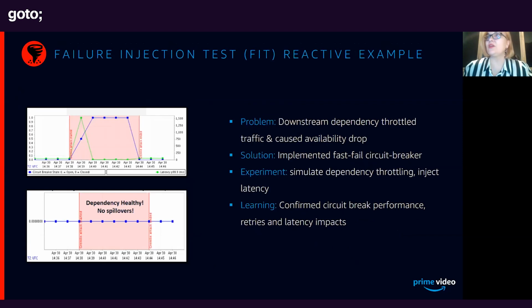On the reactive side, very often what we see is a downstream dependency being throttled, right? And maybe potentially causing an availability drop. So what is the solution? The solution will be, yes, you do a fast fail, a circuit break of sorts. The tough part is, how do you test it, right? So this is, again, where chaos engineering and chaos experiments come to the rescue. You can run this dependency throttling, you can inject the latency, and you can measure how quickly the circuit breaker kicks in, making sure that dependencies stay healthy. So this is a very typical case of what our teams would do as a reaction to an incident, making sure that they tested the fix and using chaos for that.